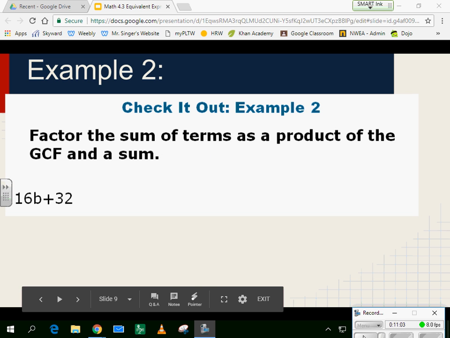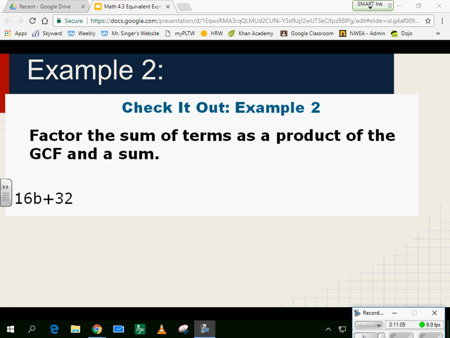All right, I'll do one more with you, and then we will move on to your practice problems. So let's find the greatest common factor of 16B and 32. We already see that we have a B here, and there's no B over here. So we know that whatever it is, the greatest common factor is going to be something with B plus something else. All right, so let's find the greatest common factor of 16 and 32.